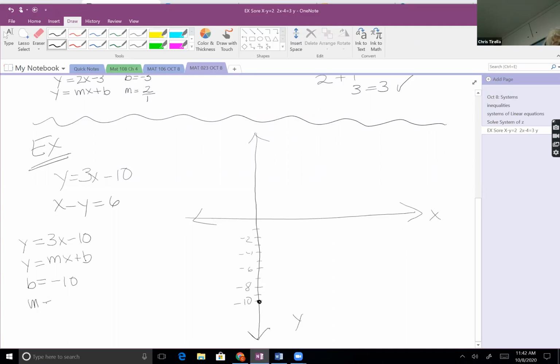M is 3. As a fraction, it's 3 over 1. It's positive 3 over 1. So I go up 3 over 1, up 3 over 1, up 3 over 1. And hopefully those are enough points to draw a relatively straight line.